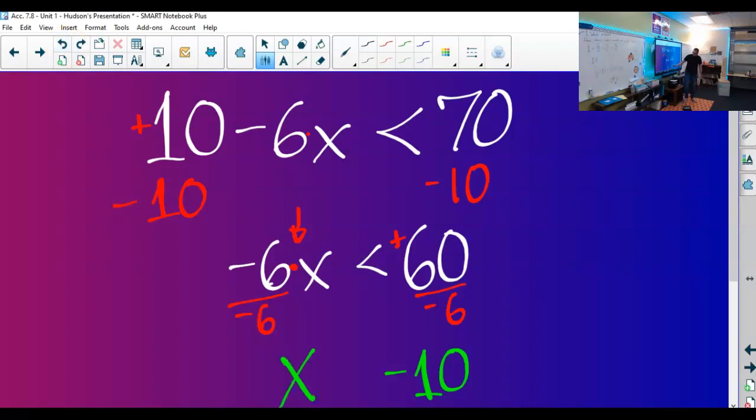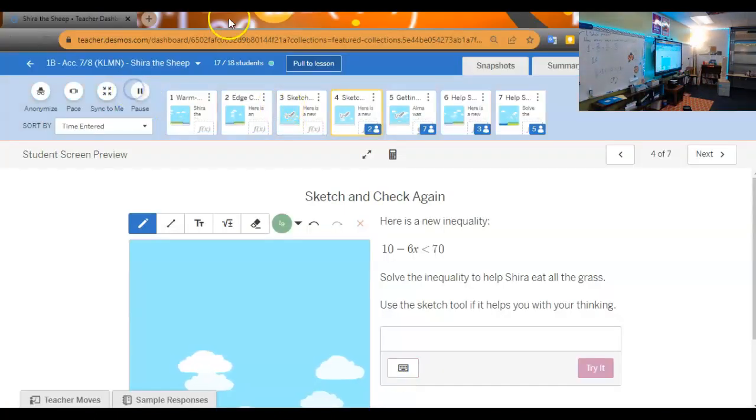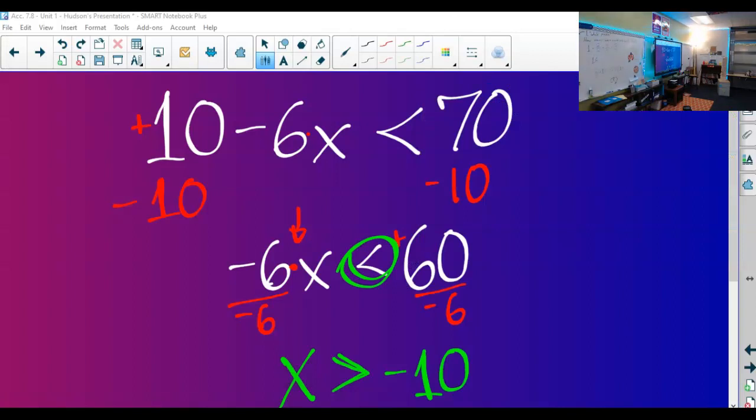So we need to put x, but this flips around, and our answer here should be x is greater than negative 10. I gotta come over here because you're on the other screen. All right, you are unpaused. Negative 10 is less than x would be the same thing. Yep.